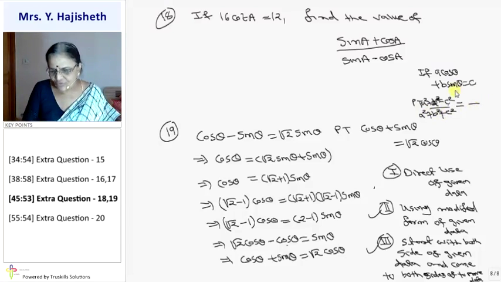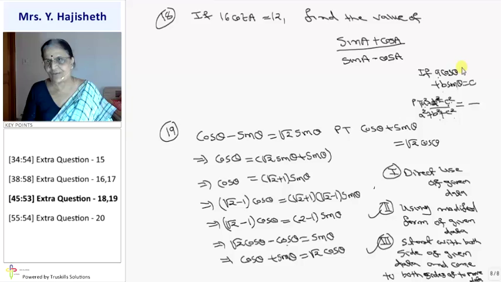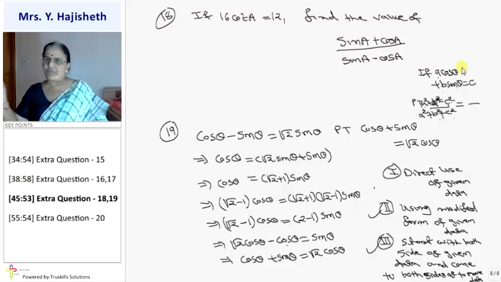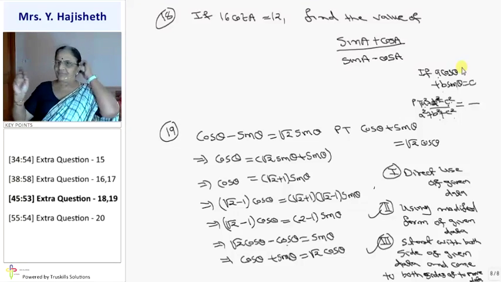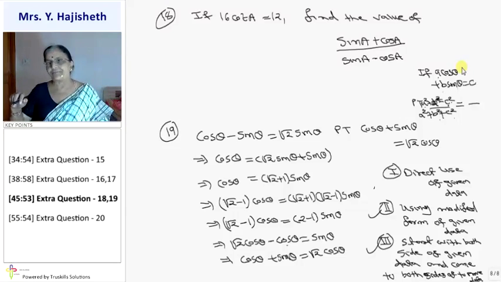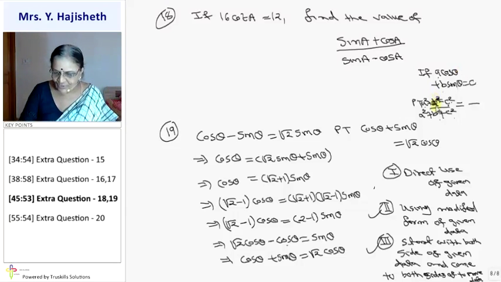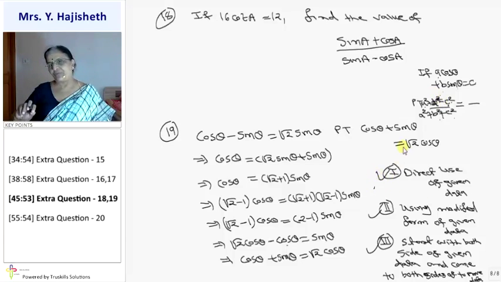So here direct use of given data you can apply in your LHS. You start with LHS a square plus b square minus c square upon a square plus b square plus c square. In place of c square you put a cos theta plus b sin theta whole square. Go on simplifying till you get the RHS of your to prove data. This is the sum based on direct use of given data.